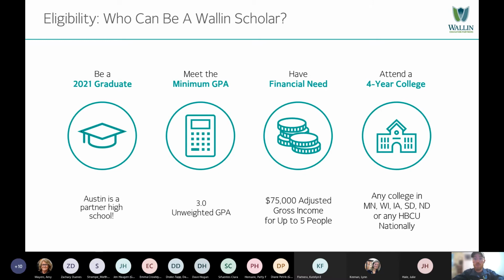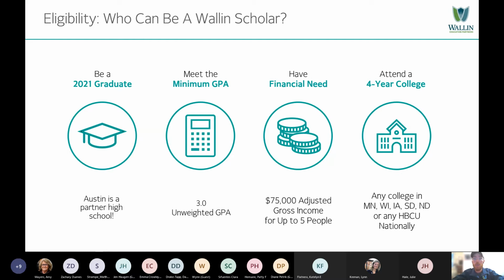So the question is always eligibility. So who can apply? You need to be a 2021 graduate. If you have any sophomores or juniors, just add a couple of years to that. We'll be around then too. And you do need to attend a partner high school, but good news for you, Austin is in fact a partner high school. So you've all already met one criteria.